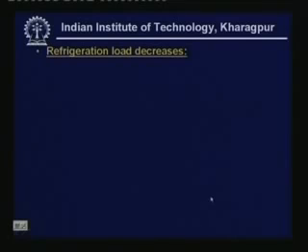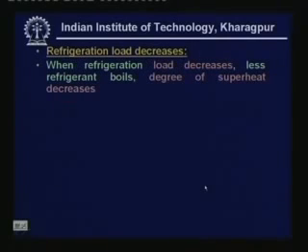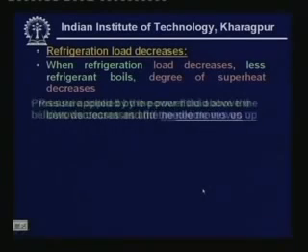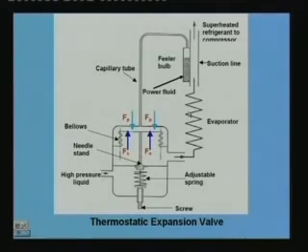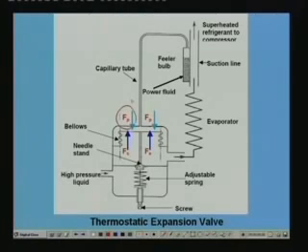Now what happens when the refrigeration load decreases? We know that when the refrigeration load decreases, less refrigerant boils, that means the degree of superheat decreases. Once the degree of superheat decreases, the pressure applied by the power fluid above the bellows decreases. This is because the temperature of the power fluid decreases, so pressure also decreases. Once the temperature of the power fluid decreases, the needle moves up. This is opposite to what happens when the load increases. This force reduces, which means momentarily Fs plus Fe will be greater than Fp. Once this is greater than Fp, this will move up.